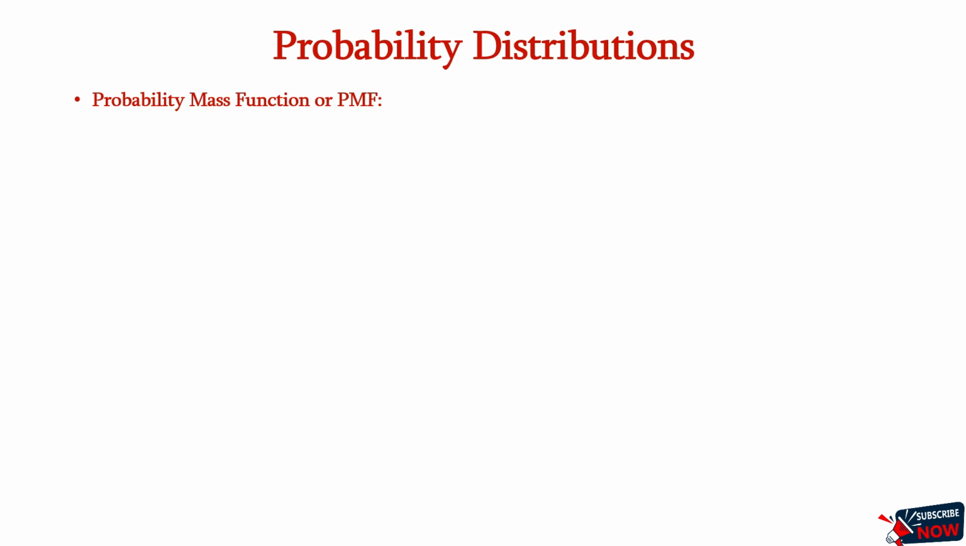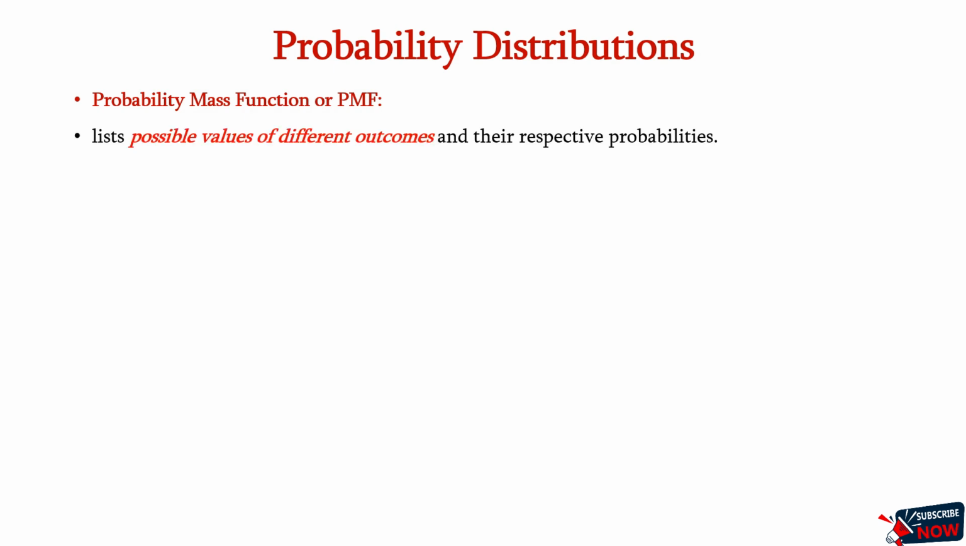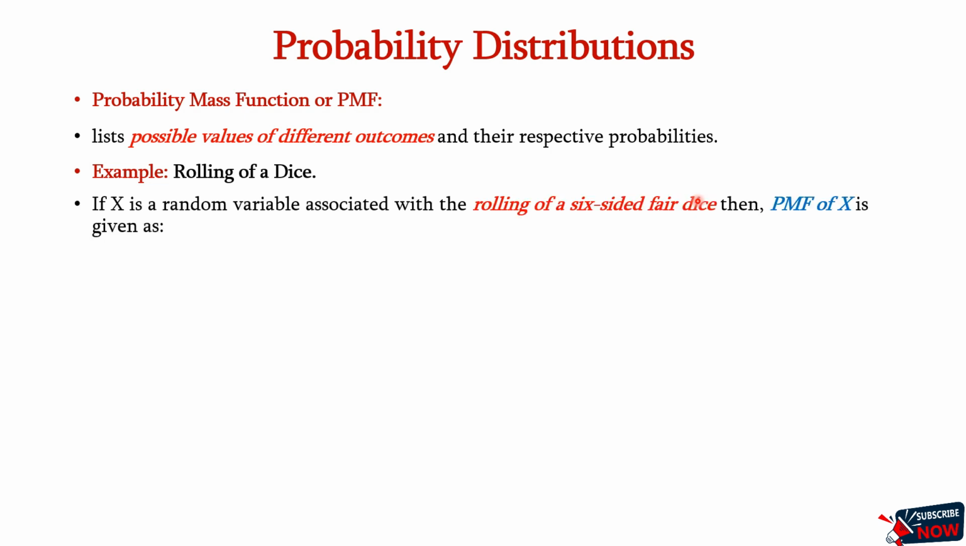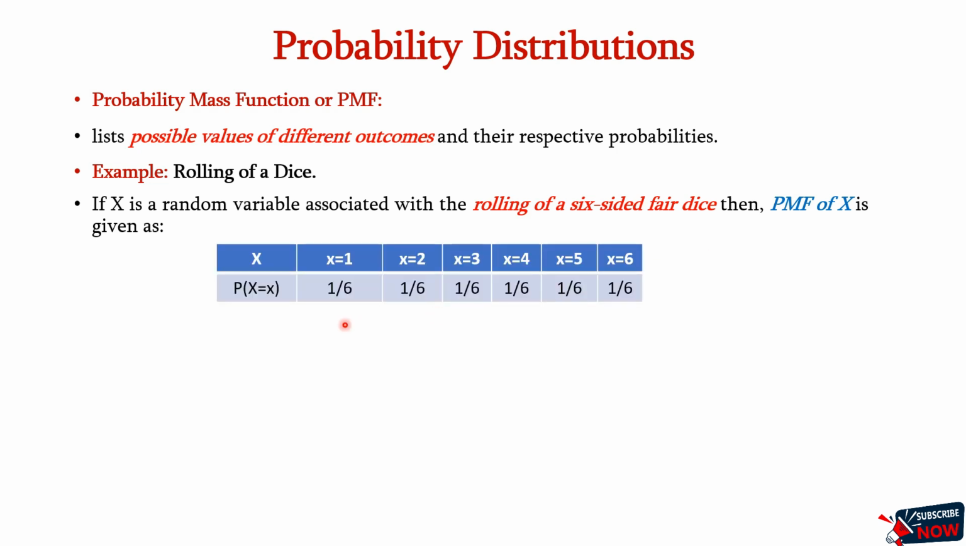First let us see about the probability mass function or PMF. It lists the possible values of different outcomes and their respective probabilities. Let us consider as an example rolling a dice. If X is a random variable associated with rolling a 6-sided fair dice, then the PMF of X can be given as shown in this table.